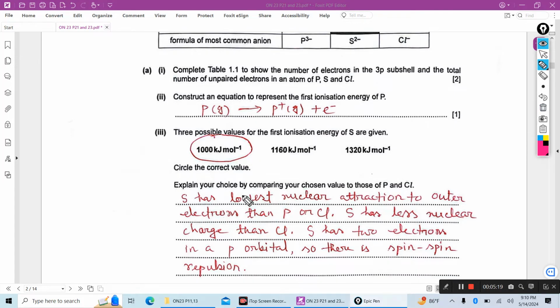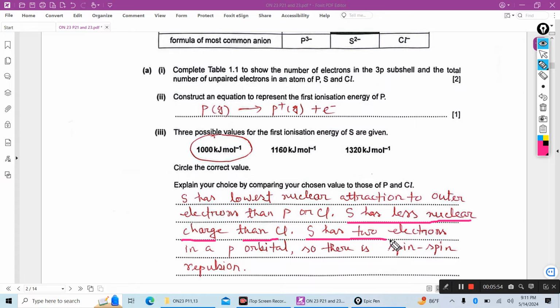You see, sulfur has the lowest nuclear attraction to the outer electron compared with phosphorus and chlorine. That's why sulfur's first ionization energy is less, the lowest attraction between the sulfur nucleus and the outer electron. And sulfur has less nuclear charge than chlorine, because sulfur has 16 protons, chlorine has 17 protons.